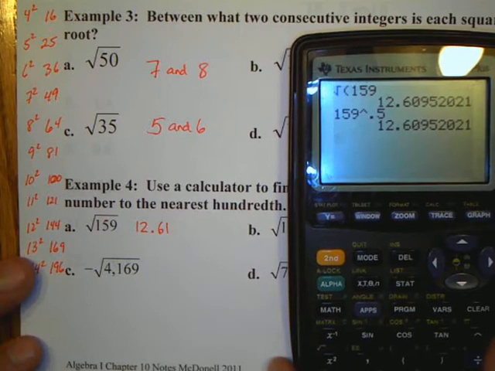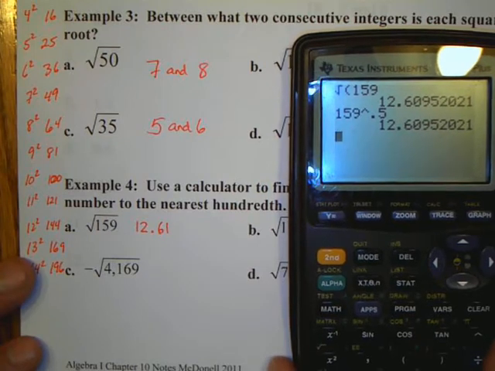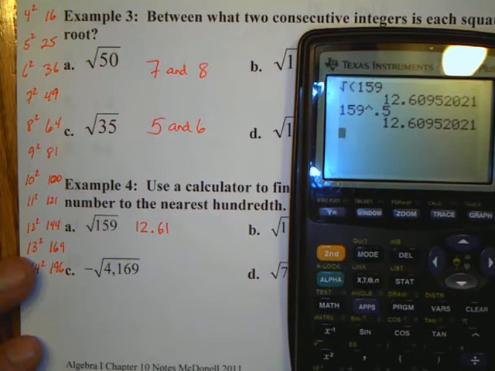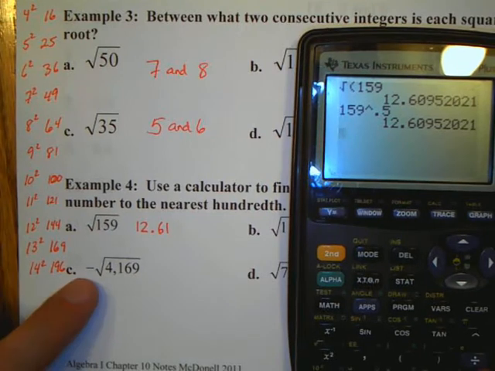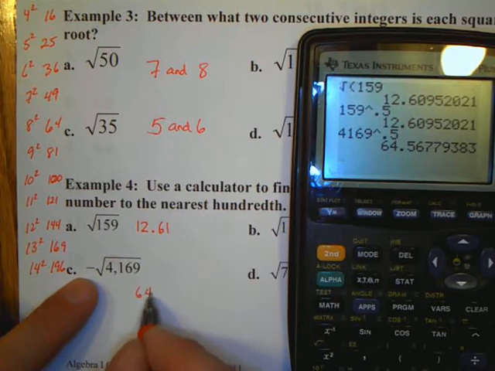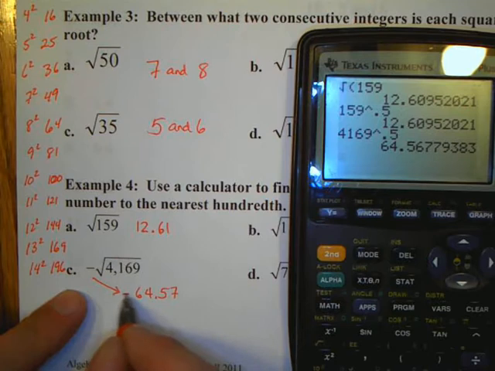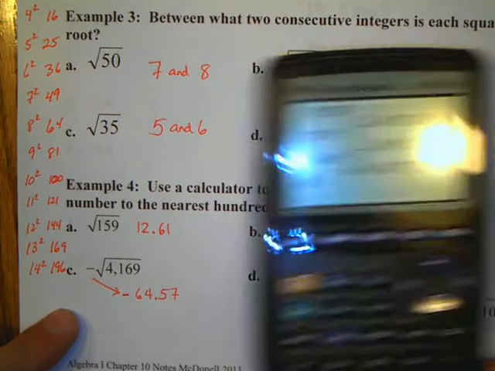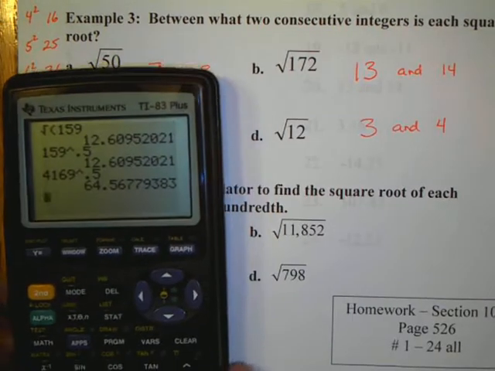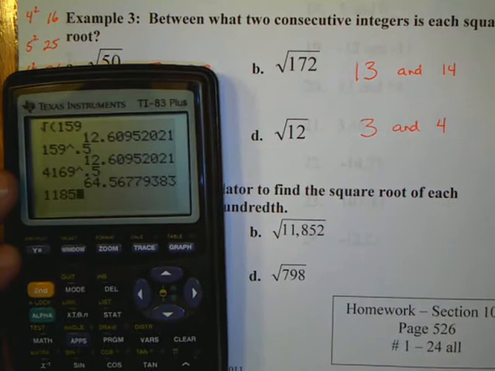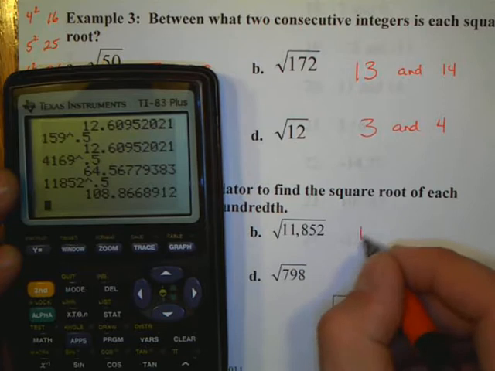Now, I want to also show you we can raise this to the 1/2 or 0.5. Raising something to the 0.5 is also a way to think about a square root, being raised to the power of 1/2. So either way, you're going to get the same answer. So let's try the next one. Remember, a minus sign out front is going to be applied at the end. So I'm going to take 4,169 and raise it to the 1/2. Well, that's 64.57, and I'm going to put that minus sign out front.